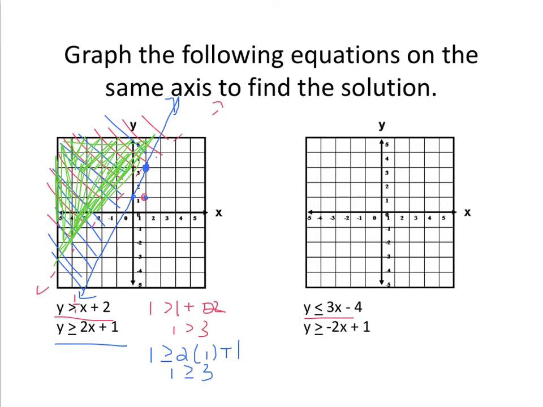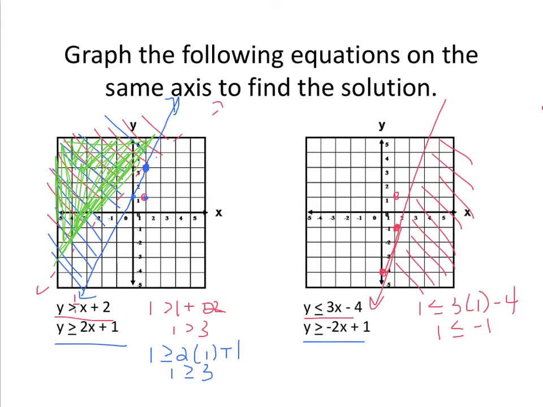Y is less than or equal to 3x minus 4. So starting at minus 4, rise 3, run 1. Okay, it's filled in because it's less than or equal to. Okay, choosing a point of 1, 1. 1 is less than or equal to 3 times 1 minus 4. 1 is less than or equal to negative 1. Is 1 less than negative 1? No, that's not true. So I'm going to shade in the opposite side. Okay, moving on to the next one.